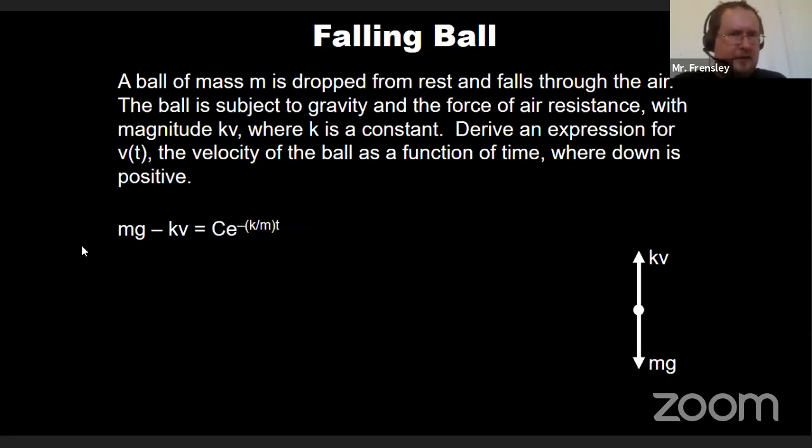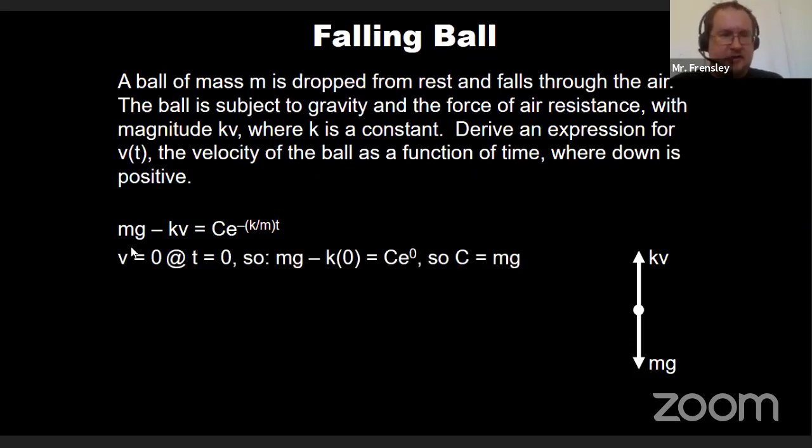Okay, so now what we need to do is solve for the constant. So how do we solve for the constant? We plug in initial conditions. We know that the ball is dropped from rest at time equals 0. So we plug in velocity 0, time 0, and we get the integration constant at this step is mg. So we plug that back in. The integration constant is mg.